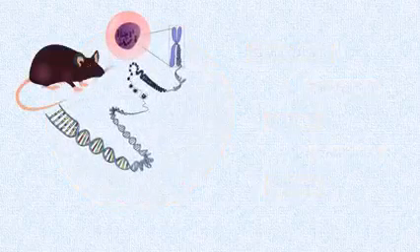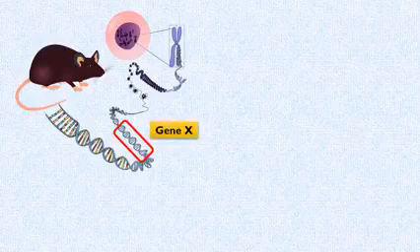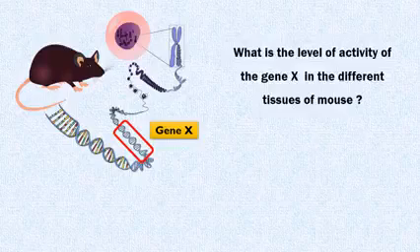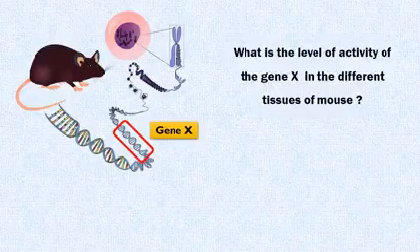Suppose gene X is present in the genomic DNA of a mouse. Now, we want to know how active this gene is in different tissues of the mouse. Let's say, how active is gene X in the cells of the liver, heart, and intestines of the mouse.